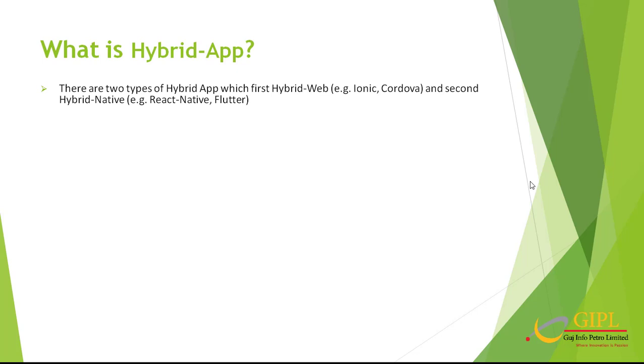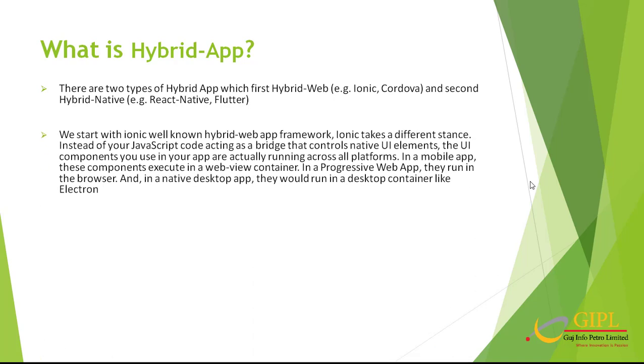What is a hybrid app? There are two types of hybrid app. First, hybrid web, for example Ionic or Cordova, and second, hybrid native, for example React Native or Flutter. We start with Ionic, a well-known hybrid web app framework.